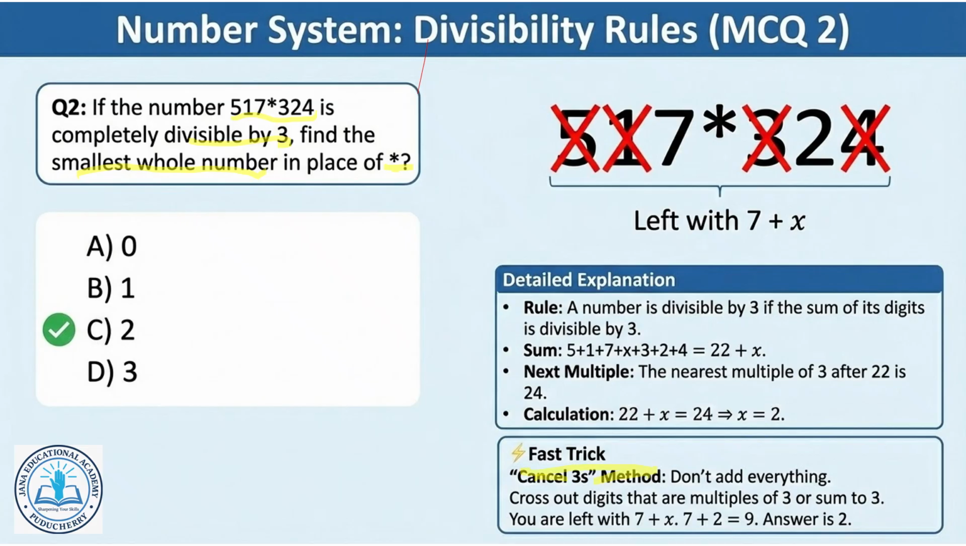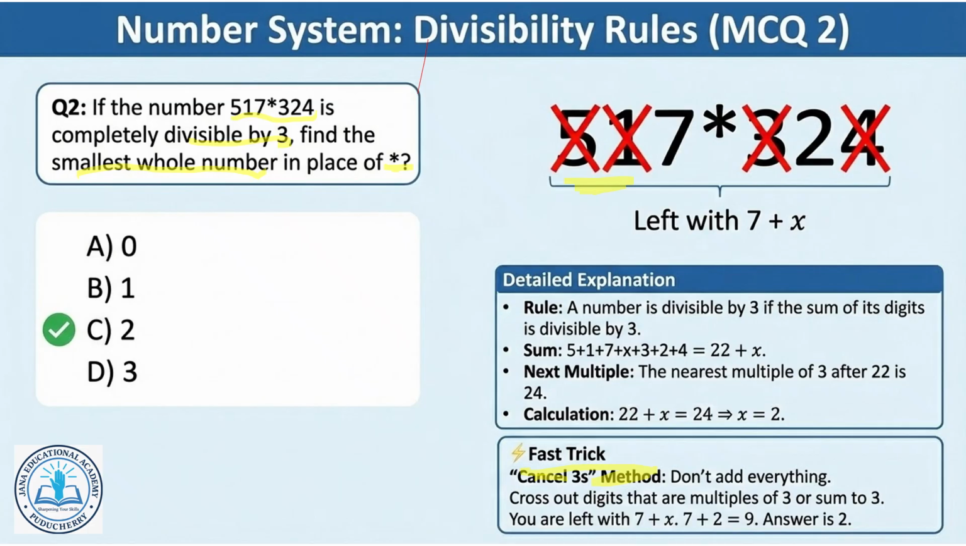The cancel threes method is nothing but: if it is divisible, don't add everything, cross out the digits that are multiples of 3 or sum to 3. Now in this case we take this 51. 51 is nothing but a multiple of 3, right? 17 times. So it is a multiple of 3, so we are crossing these two.